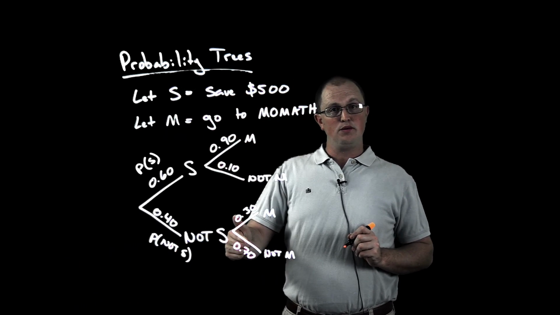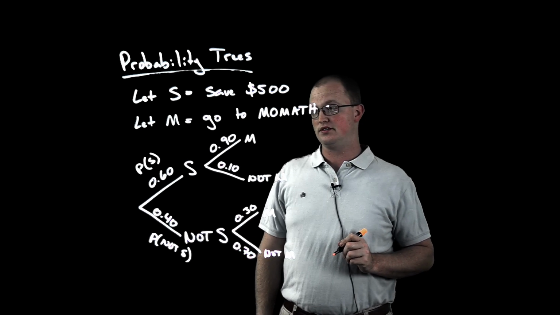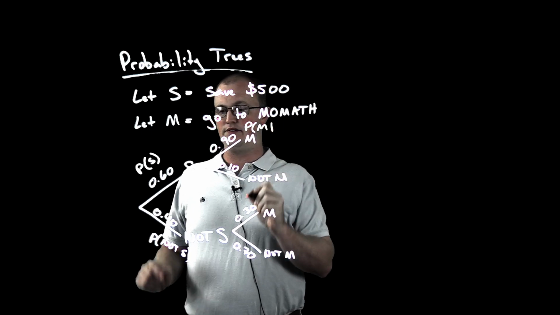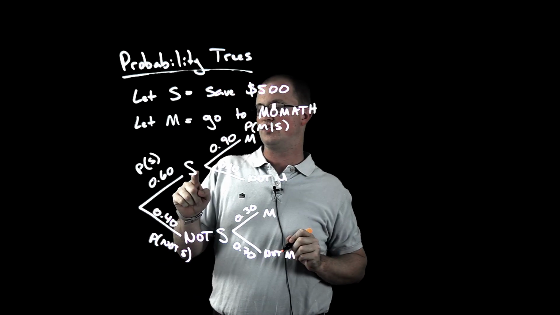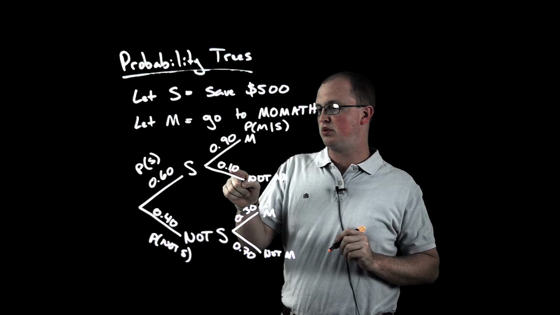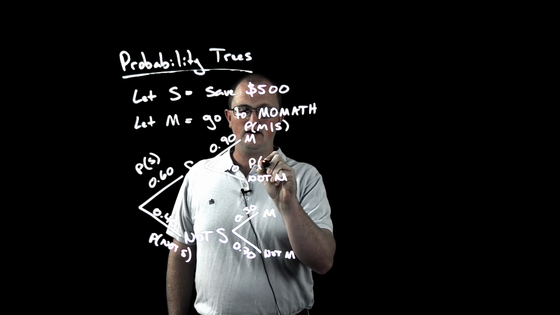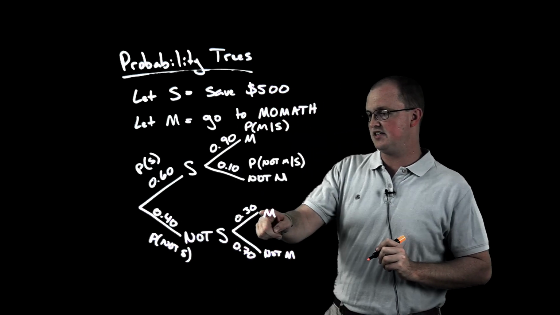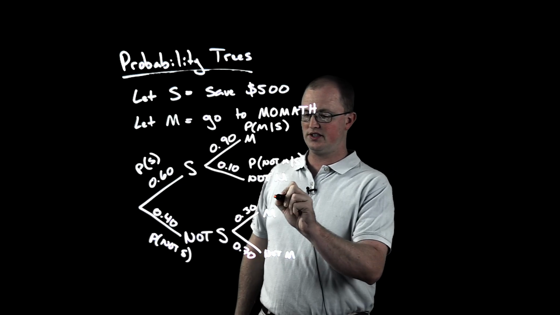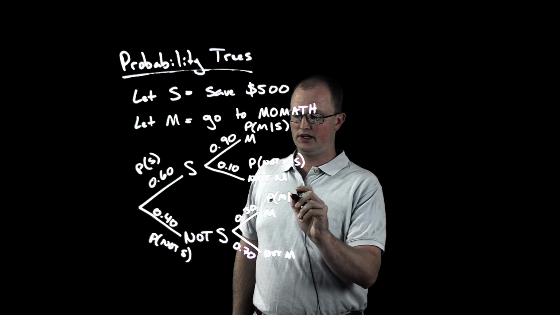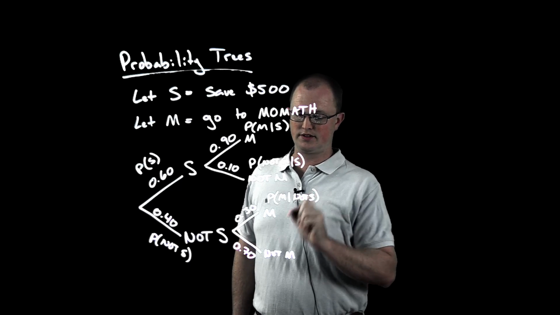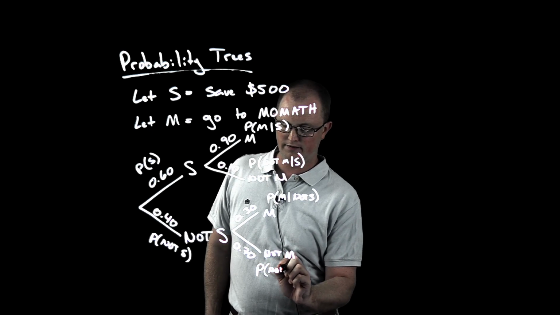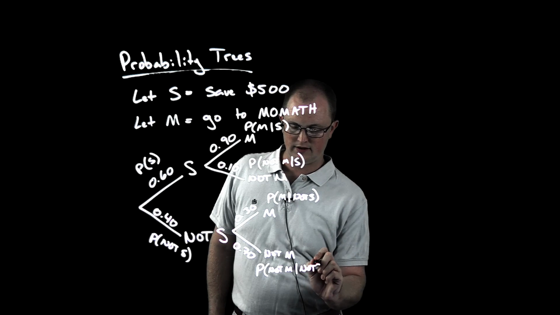However, once we hit our second branch, these become conditional probabilities. This 0.9 here is the probability of M given S, because we're on the branch that stems from S occurring. And this 0.1 here is the probability of not M given S. And this 0.3, since we're on the not S branch, this is the probability of M given not S. And this 0.7 is the probability of not M given not S.